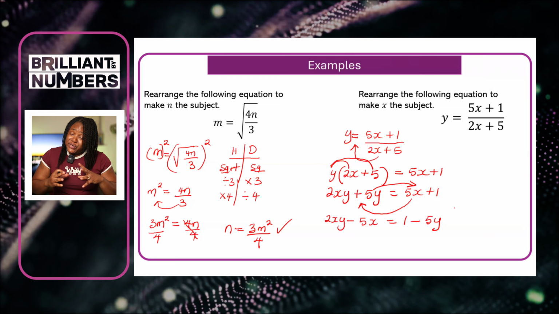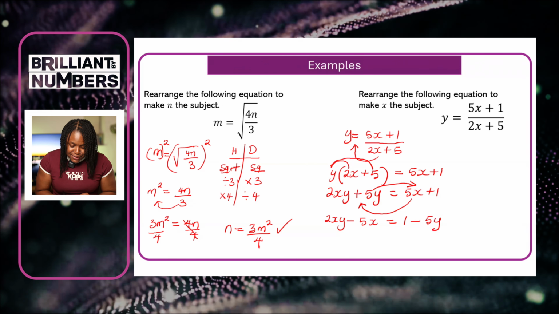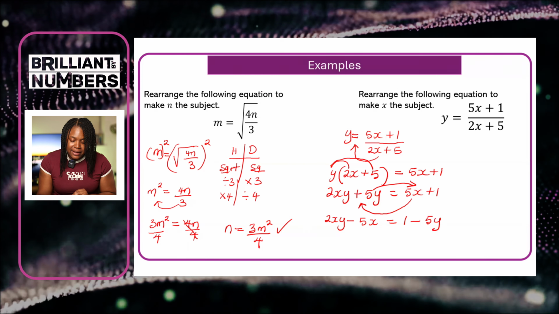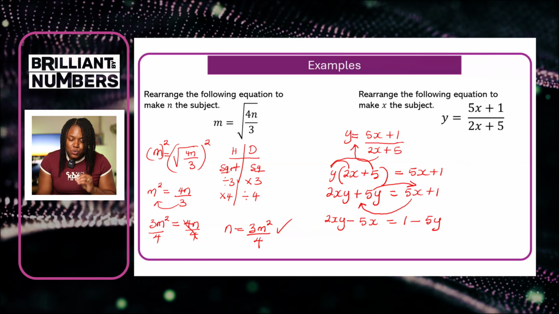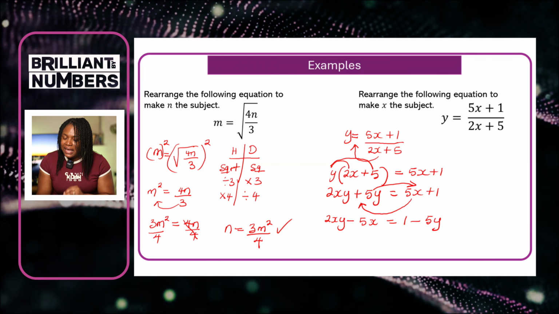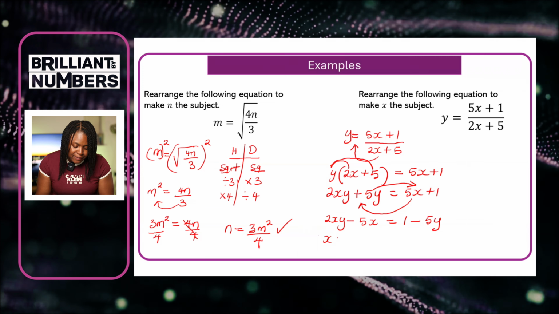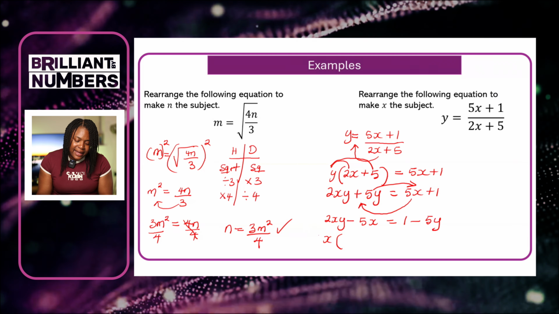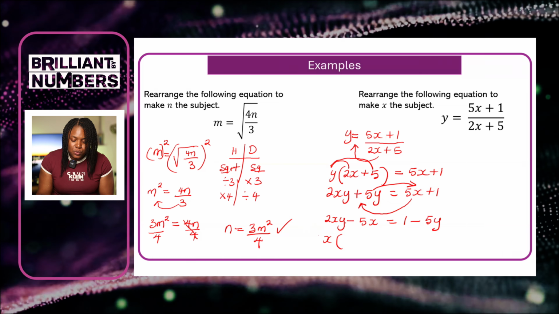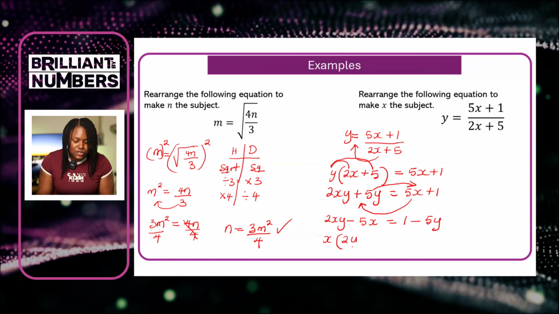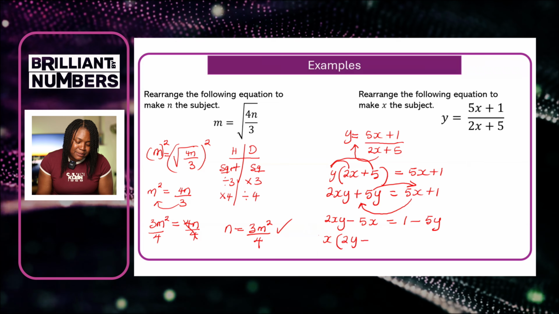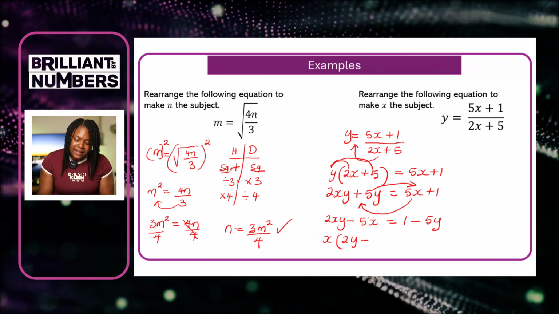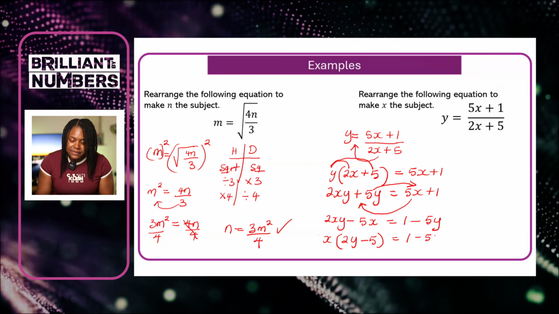So what we need to do now is to factorize. We're going to take out the x term by factorizing. So x is common to 2xy and also to 5x. So x goes on the outside of my bracket. Now what times by x gives me 2xy, and that's 2y. So 2y times x gives me 2xy. And now what times by x gives me back 5x? That's 5. So that's what I get in bracket, equal to 1 minus 5y.